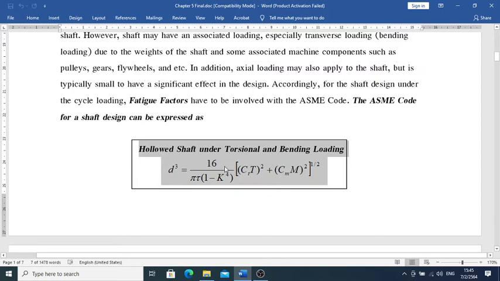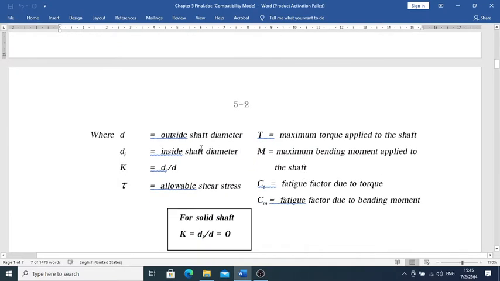The equation is d cubed equals 16 over pi tau times 1 minus k to the power of 4, times the square root of (Ct T) squared plus (Cm M) squared, where d is the outside diameter, d_i is the inside diameter, and T is the maximum torque only. The ASME considers only the maximum torque, M is the maximum bending moment only, and k is the ratio of the inside diameter over the outside diameter. Tau is the allowable shear stress, and Ct and Cm are the fatigue factors for the torque and the bending moment respectively.